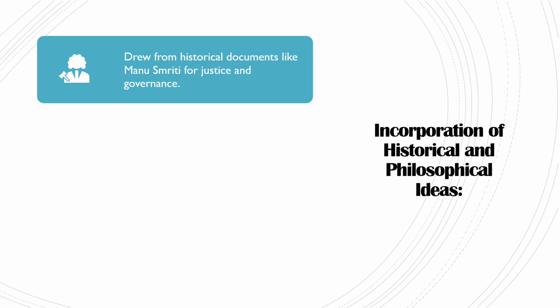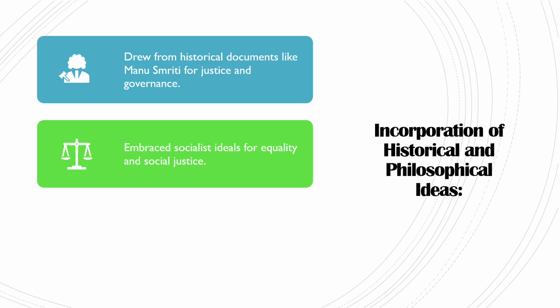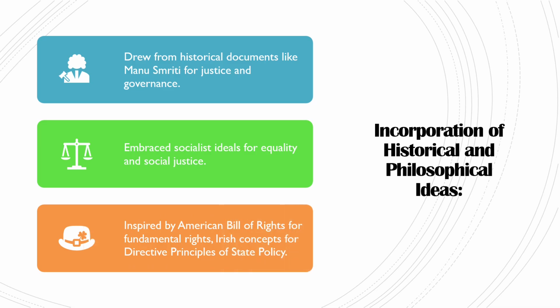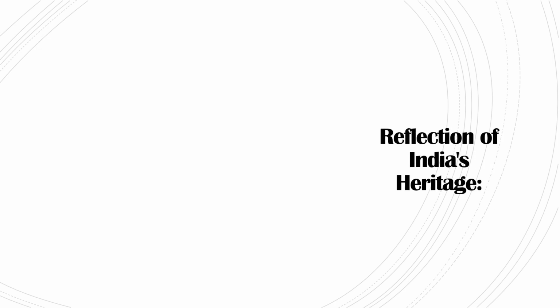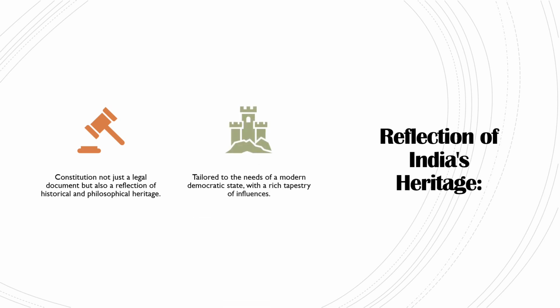Ancient texts like the Manusmriti influenced the understanding of justice and governance, while contemporary socialist ideals emphasized equality and social justice. The incorporation of fundamental rights was inspired by the American Bill of Rights, and directive principles of state policy were influenced by Irish constitutional concepts. These diverse influences ensured that the Constitution was not only a legal document but also a reflection of India's historical and philosophical heritage tailored to the needs of a modern democratic state.